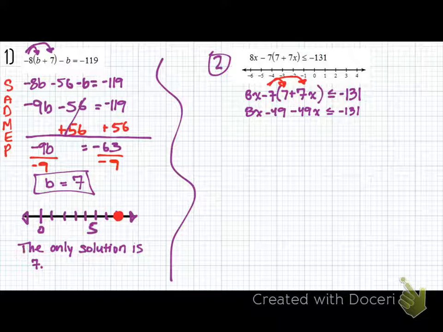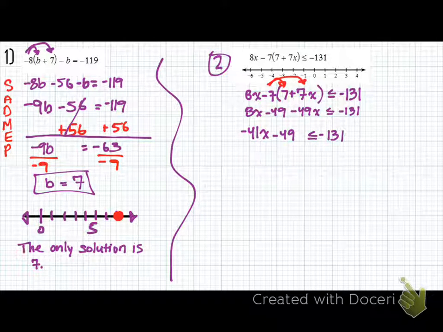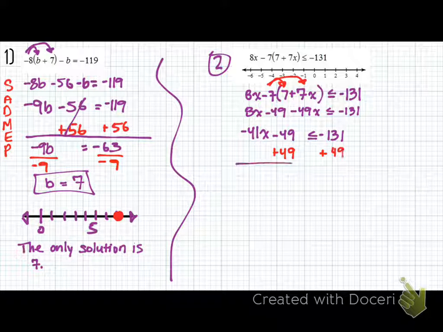Then I want to do the same thing like I did on number 1. I got 8x and I got -49x. They're on the same side of the inequality, so I could combine like terms. 8x minus 49x is -41x. Then I bring the rest of the problem down. Then I think about the next step. Again, I could think of it like this, SAD MEP, right? Are there any subtraction signs by the x? Yeah, it's -49. The opposite is add 49 to both sides.